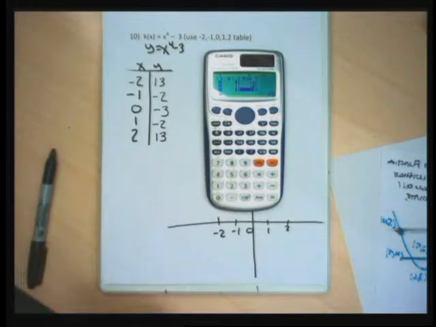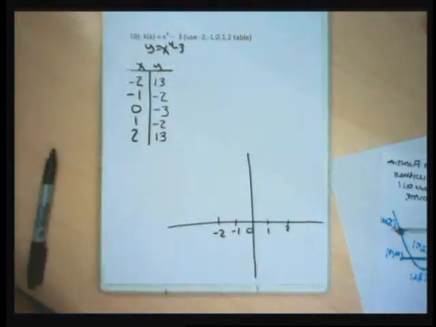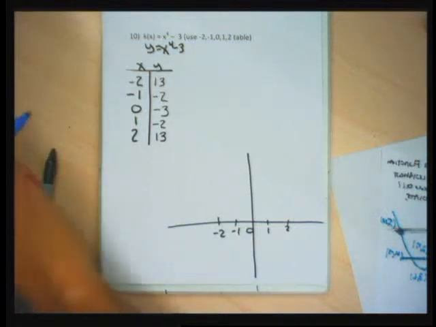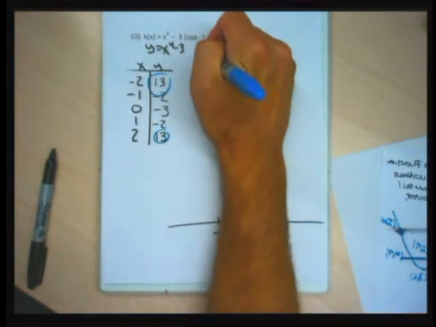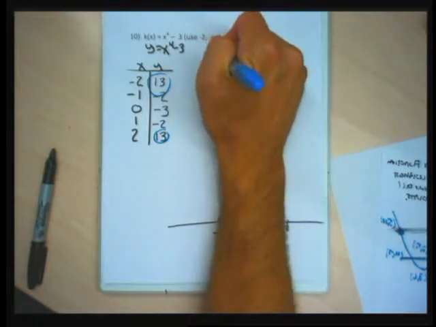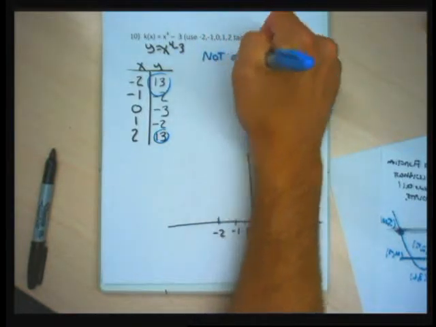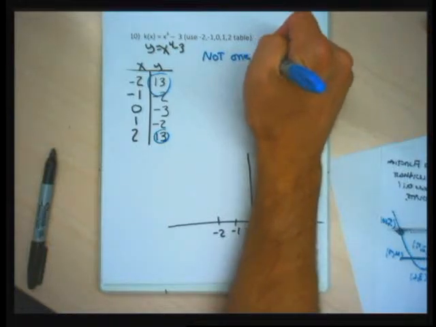So even without doing a graph, I know I'm going to say this is not 1-to-1 because I have duplicate y's. So my graph is going to fail the horizontal line test. So this is not a 1-to-1 function.